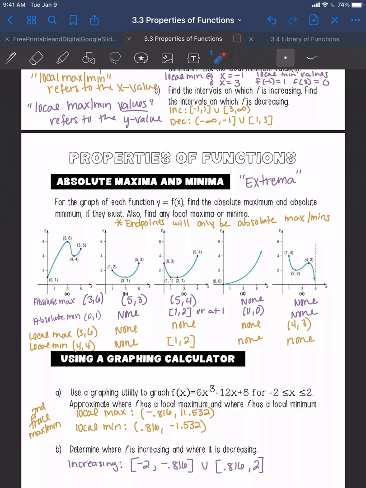And then graph E, we might think (1, 4) is our absolute max, but it's an open circle, so it's not in the domain. So there is none. Our absolute minimum, there is none because it goes on forever down here. Our local max would be (4, 3). And there is no local minimum. Again, that is an open circle, so that is not in our domain.